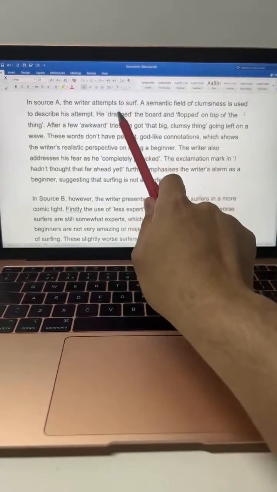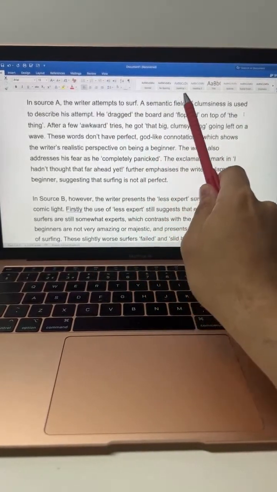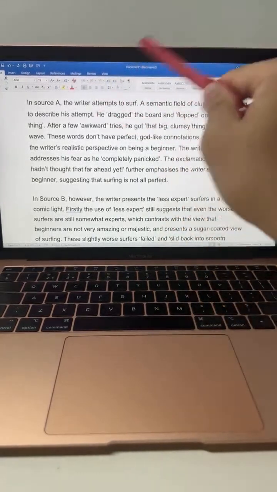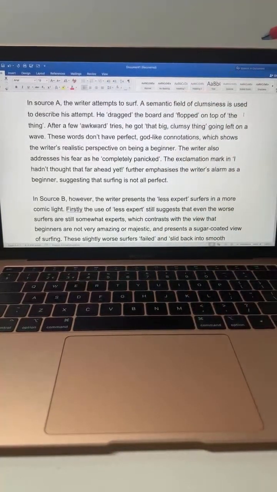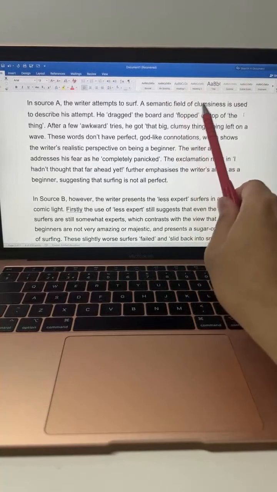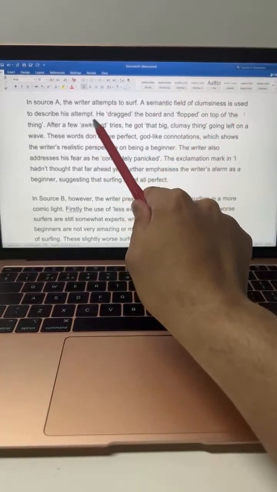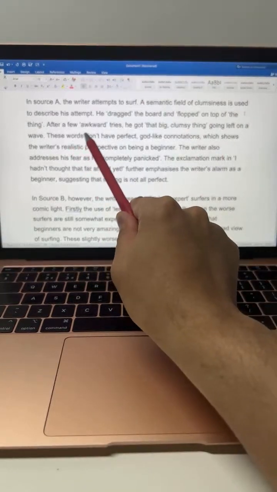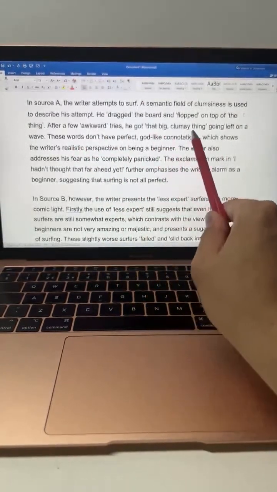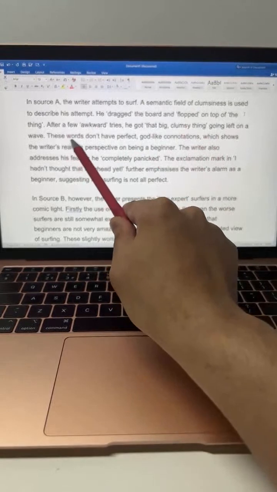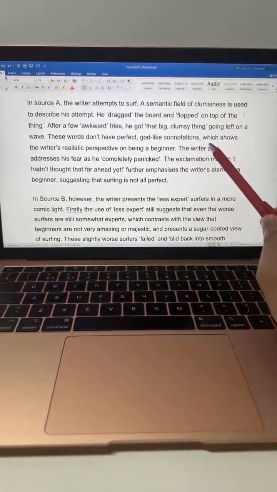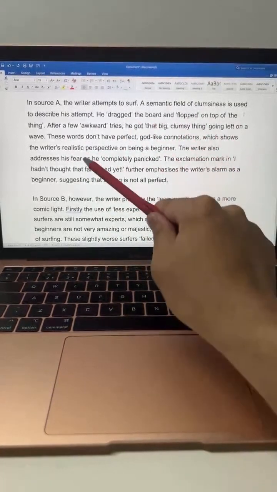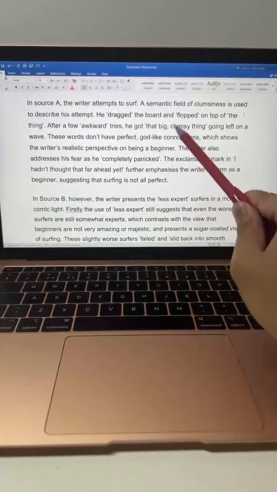In Source A, the writer attempts to surf. A semantic field of clumsiness is used to describe his attempt. So we're looking at semantic field and how it's used in both sources. He dragged the board and flopped on top of the thing. After a few awkward tries, he got that big clumsy thing going left on a wave. These words don't have perfect, godlike connotations, which shows the writer's realistic perspective on being a beginner.